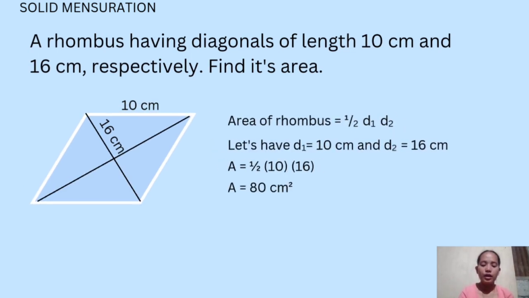Let's proceed to our last problem. A rhombus having diagonals of length 20 cm and 16 cm respectively. Find its area. The area of a rhombus is equal to 1/2 d1 times d2. Let's have d1 equal to 20 cm and d2 equal to 16 cm. 1/2 times 20 times 16 equals 160 cm squared. The total area of the rhombus is 160 cm squared.